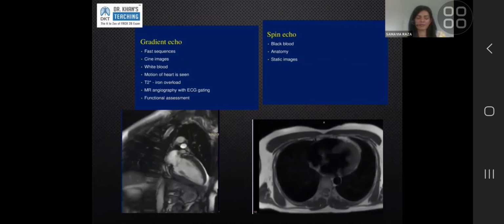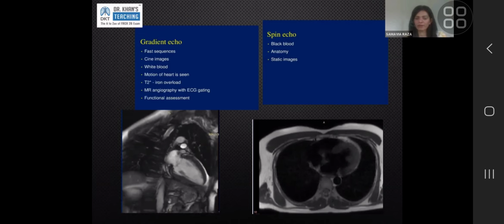For the functional assessment, because you want to see that motion, you do your cine or your dynamic imaging. It's called cine loops, cine imaging, short axis cine imaging. It is used to calculate exact ejection fraction, systolic stroke volumes and diastolic volumes and stroke volumes, same as an echo. That is done on gradient echo.